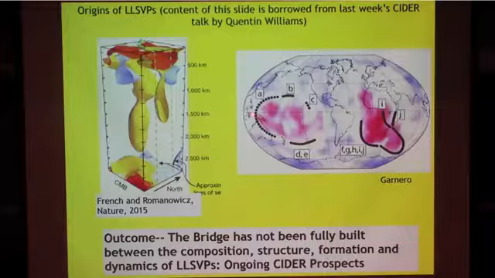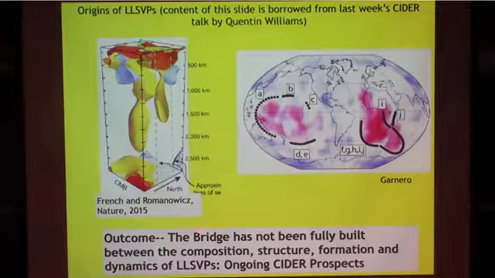So the LLSVPs give us a very large scale structure that are thought perhaps to be very long-lived, thought to have sharp boundaries in places, have quite a bit of complexity and structure to them, and may actually be an indicator of some long-lived heterogeneity in the lowermost mantle. So that's something we also have to take into account. And that is basically another observation that any successful model of mantle convection has to satisfy.